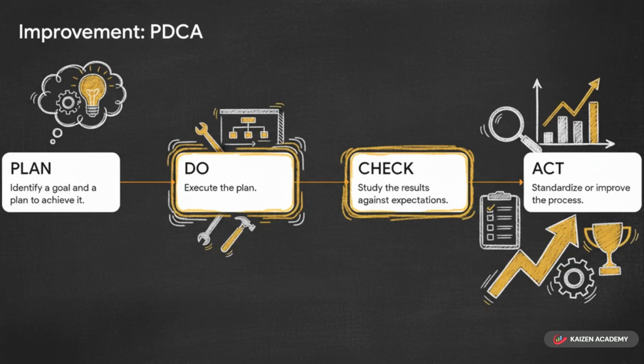So how do you improve that standard? You use the engine of continuous improvement, the Plan, Do, Check, Act cycle, or PDCA. It's a really simple but powerful loop. You plan an experiment, you do it. You check the results to see what happened, and then you act on what you learned to create the new standard. It's literally the scientific method, but for your daily work.